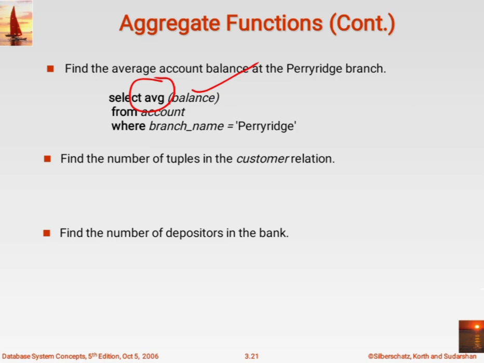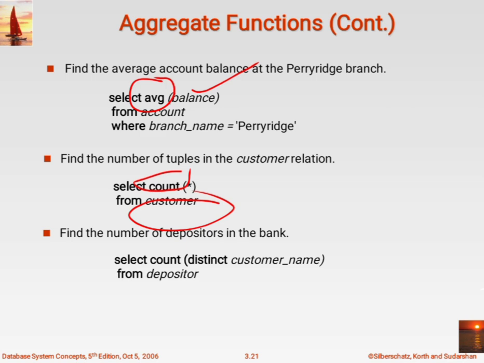so it will give me the average of balance. Then I want to count the number of tuples in the customer relation, so from the customer relation I am going to select all the tuples and count them. That's why count star means select all the tuples but count them, so I am writing count before the star. Likewise, I want to count the number of depositors in the bank. Here I have written count, but I want distinct names because duplicate entries should not get counted.